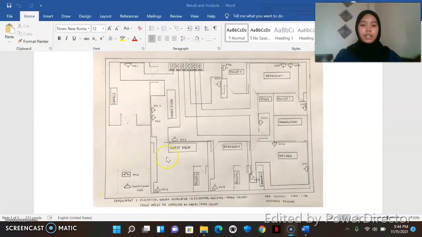So this is the final look of the house plan for this experiment 2. It shows the connection of MCB 1, 2, 3, 4, 5, and 6 to every outlet socket at every location in this house, such as the garage, living room, guest room, bedroom 2, laundry, kitchen, store, toilet 1, bedroom 1, and toilet 2. So that's all from me.